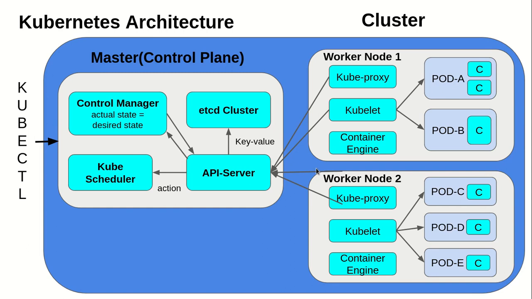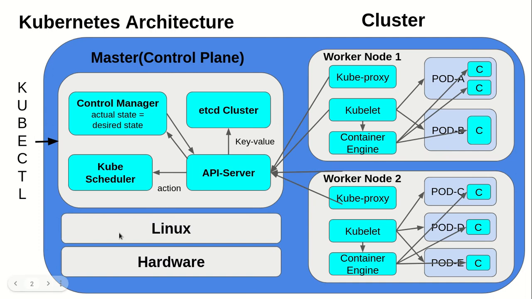Now the next thing is, as you can see, the container engine is connected to the containers. All the containers will be given to this pod with the help of the container engine. These are the arrows that are showing here. Now the next thing is Linux and hardware. The master node or the control plane is running inside the Linux, and the Linux is running inside the hardware. Now let's move to the definition of each of the components that we have discussed here.